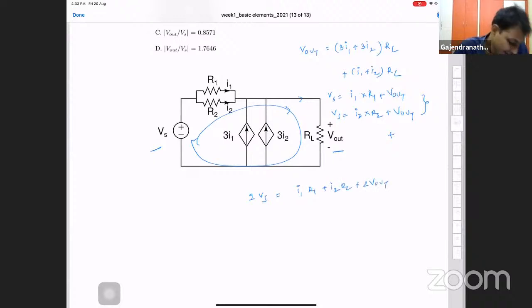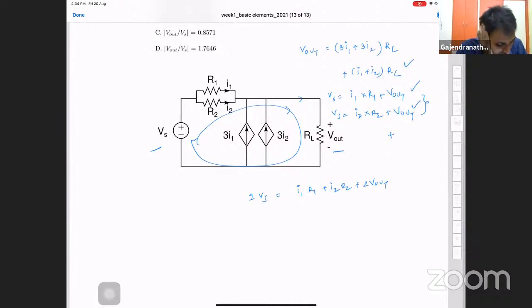Now the point here is what I am interested in is to eliminate unknowns. How many unknowns are there? I1 and I2 are the unknowns, and we want to express the whole relationship as a function of V out and Vs. So we can solve equation 1, equation 2, equation 3. Here, Vs is known. What is not known is V out. So we want to express V out in terms of Vs.